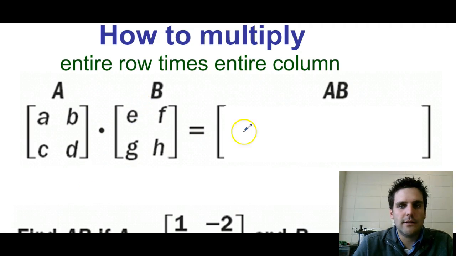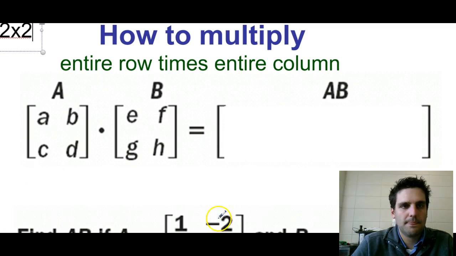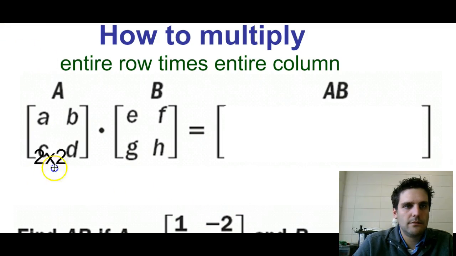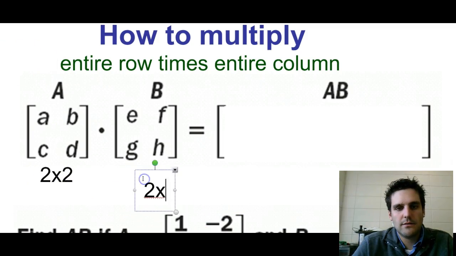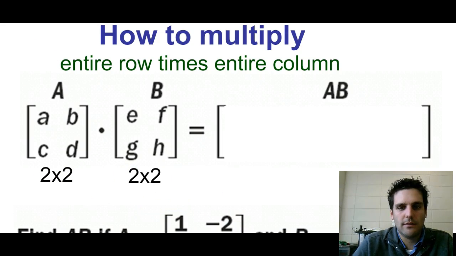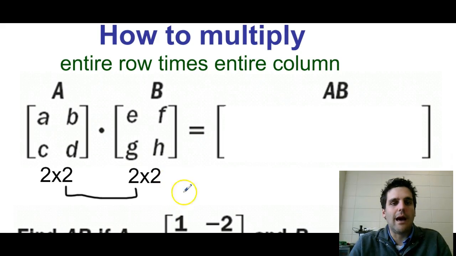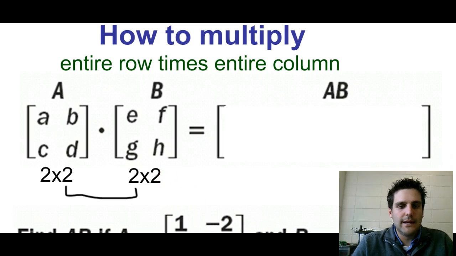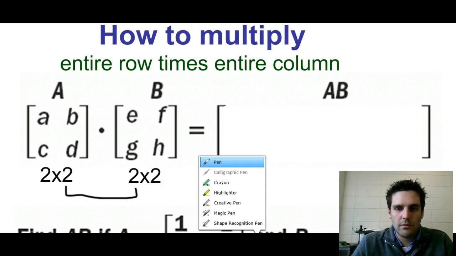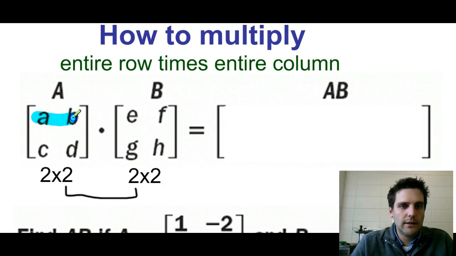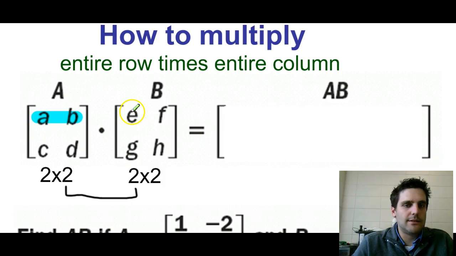So let's take a look at this. How do we multiply a 2 by 2 times a 2 by 2? All right, well, these inside numbers do match up, 2 and 2, so you are going to be able to multiply them together. How do we do it? Well, we take the entire row here and we multiply it by the entire column over here.